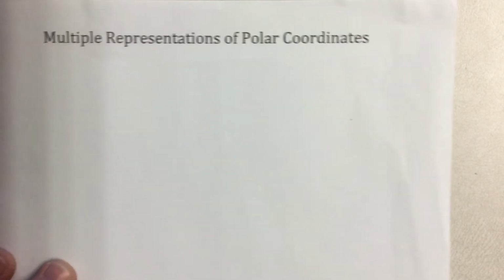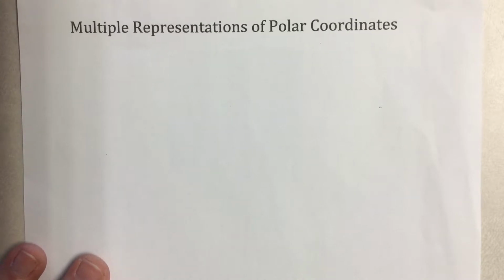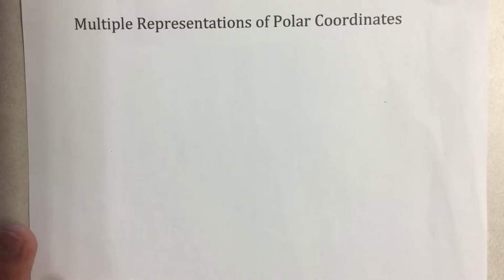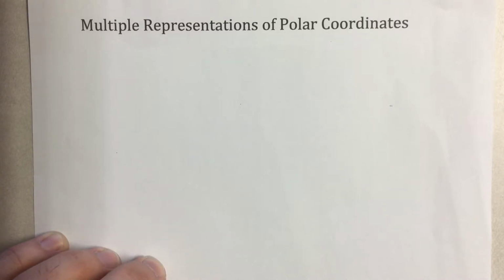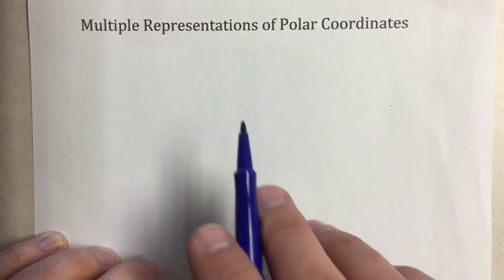So that's our next title: multiple representations of a polar coordinate. Like I said, if I wanted to plot the point (3, 5), there is only one (3, 5) on a rectangular coordinate system. But let's say I want to plot (5, 60 degrees). There are multiple representations of that position. Okay, so how do we think of this?